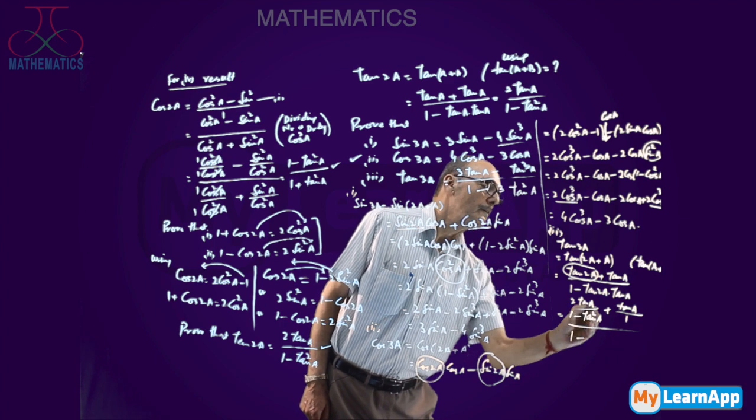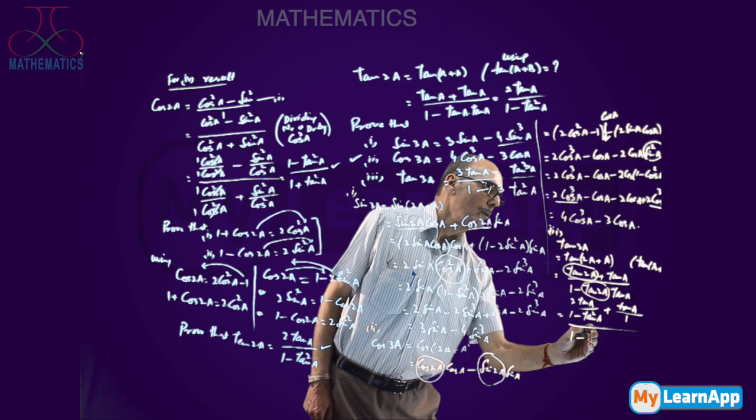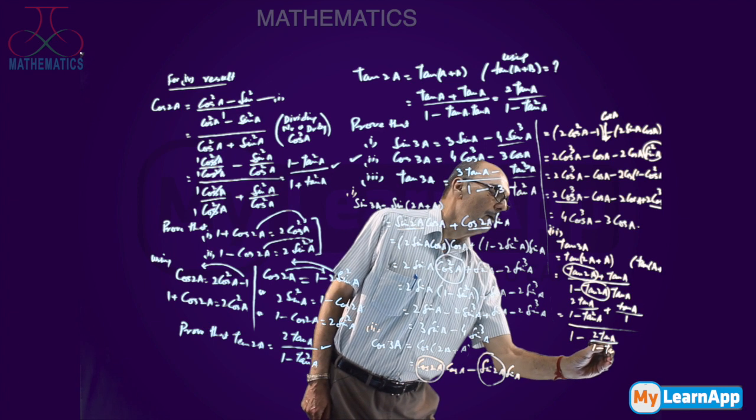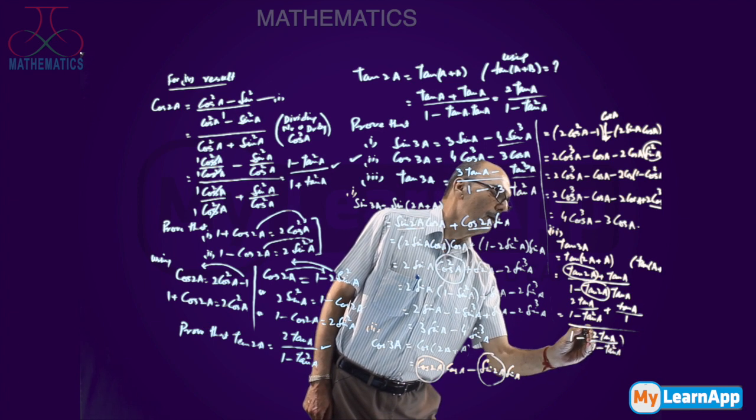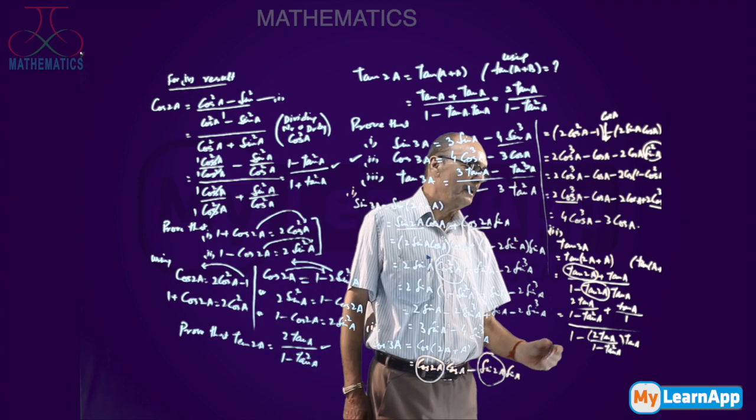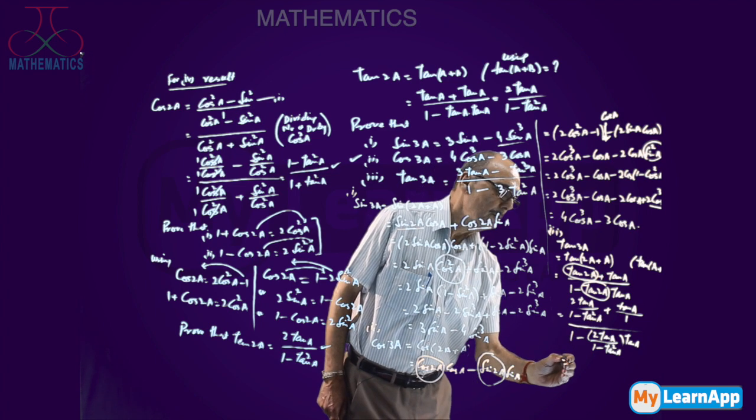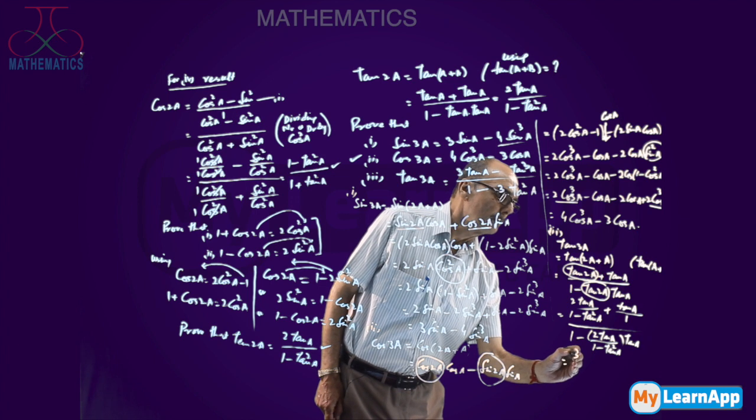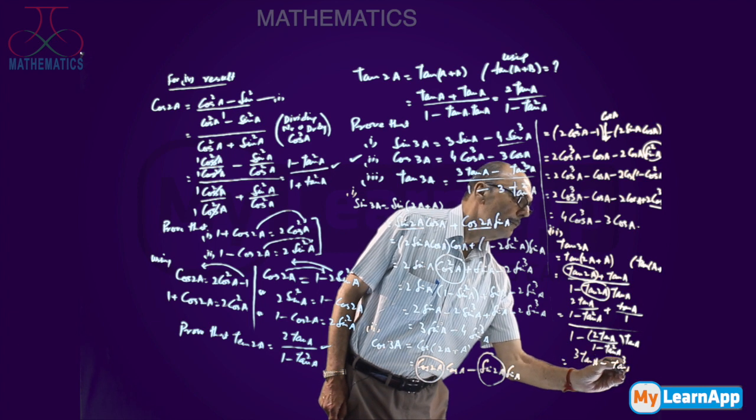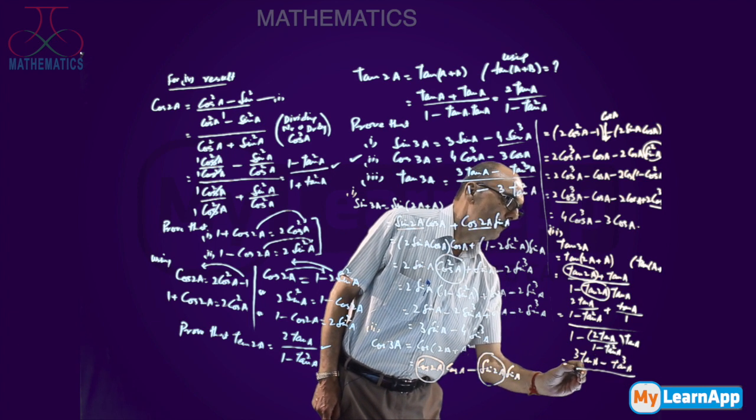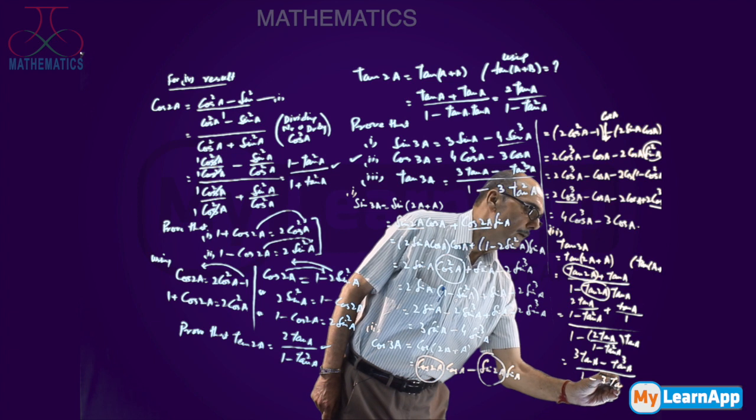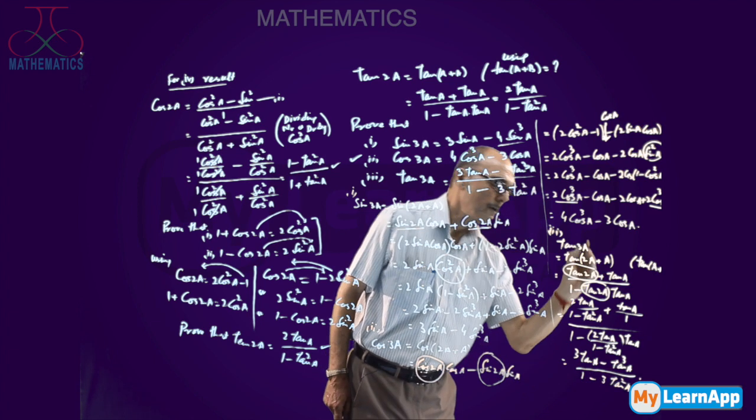This is 1 minus, write down the formula for this also, 2 tan A upon 1 minus tan square A into tan A. And finally, if you simplify it further by taking LCM here, this will be equal to 3 tan A minus tan cube A upon 1 minus 3 tan square A. That's all.